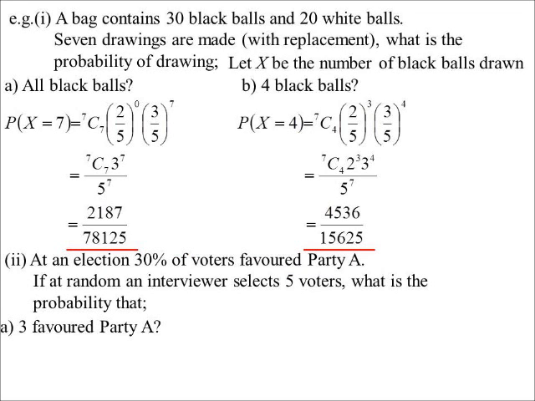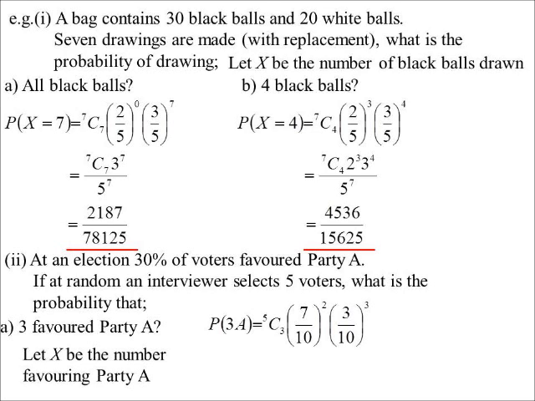Okay, election comes along. We know 30% of the voters favour Party A. We're going to interview 5 voters randomly. Probability that 3 of those favour Party A. Okay, so X is going to be the number favouring Party A. So probability, well, I suppose I should have written A equals 3, but 3 A's.